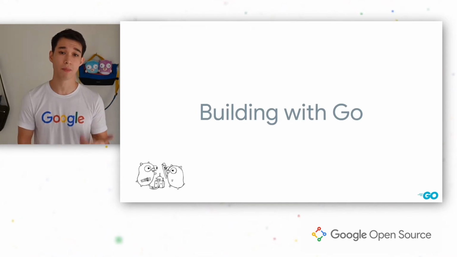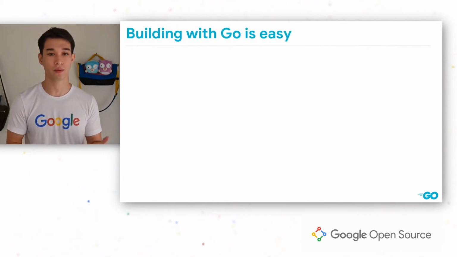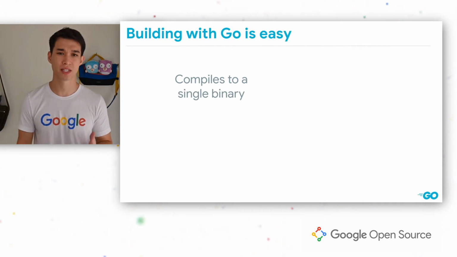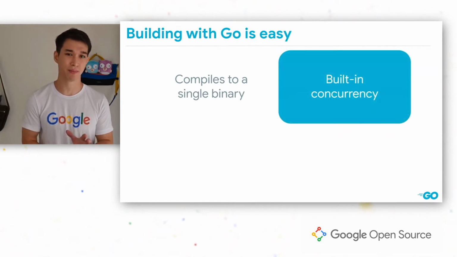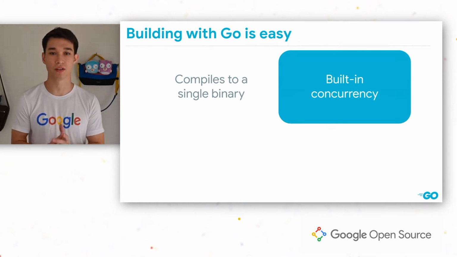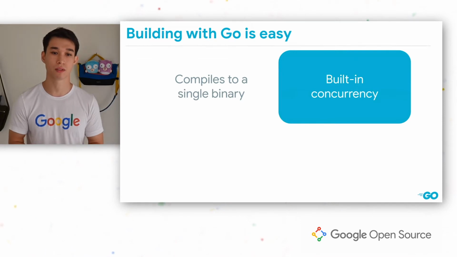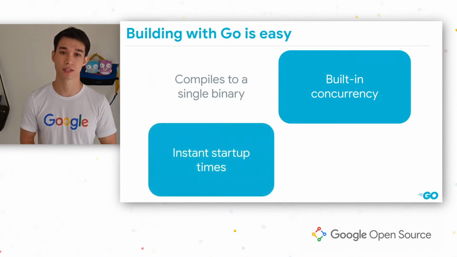Now let's talk about building with Go. Building with Go is easy. Every Go program compiles to a single binary, including any system code required to run it, which keeps things simple as projects progress in complexity. And as they progress, you can leverage Go's built-in concurrency mechanisms, or Goroutines, which make it really simple to build concurrent programs, all while taking advantage of Go's fantastic memory and CPU management and instant startup times.